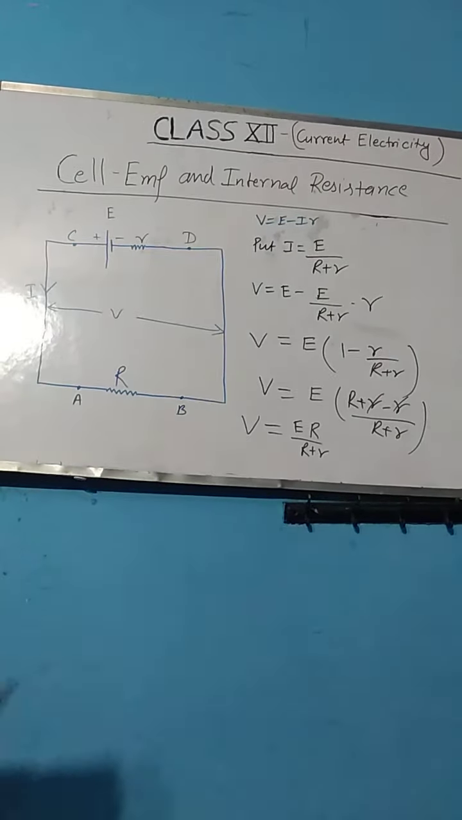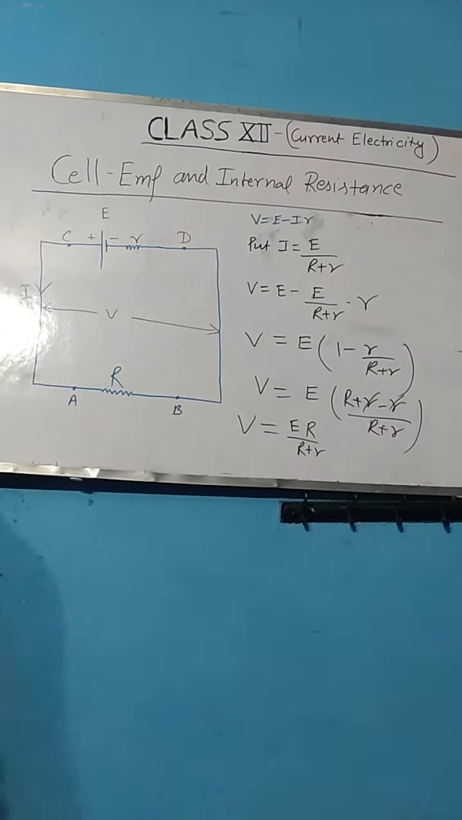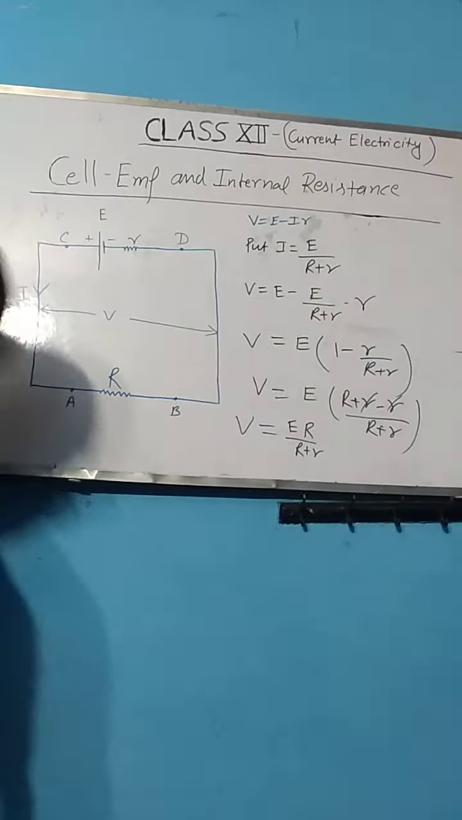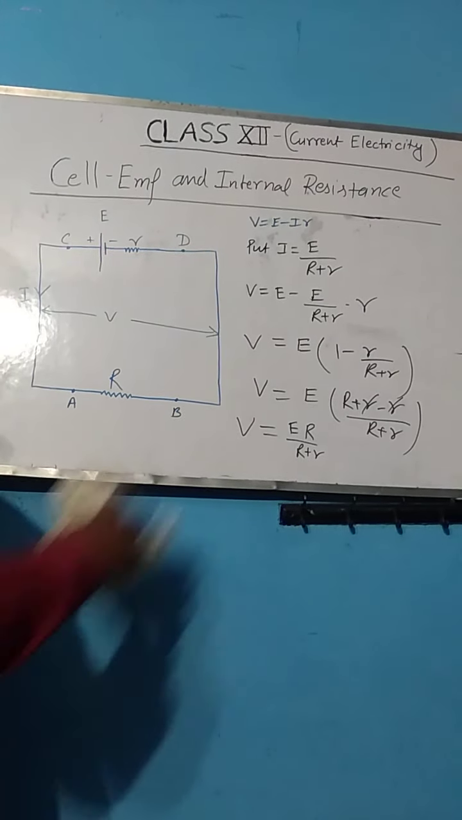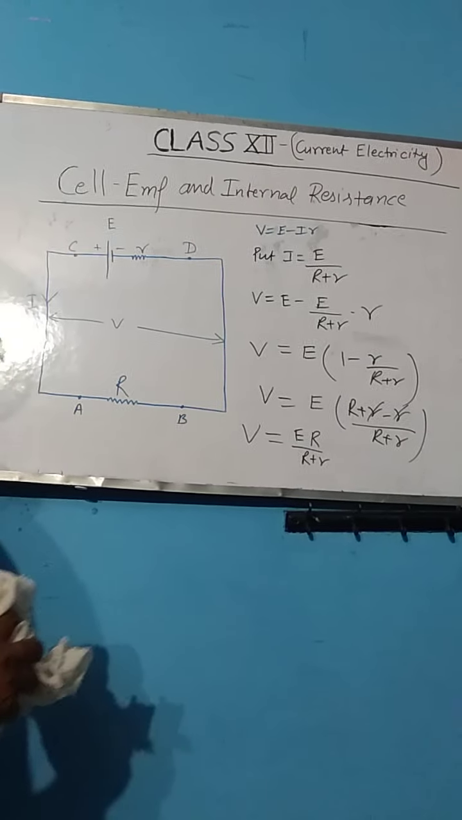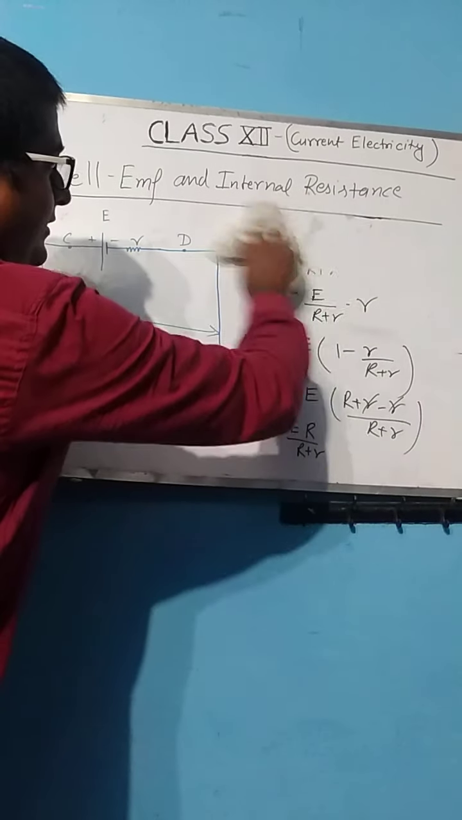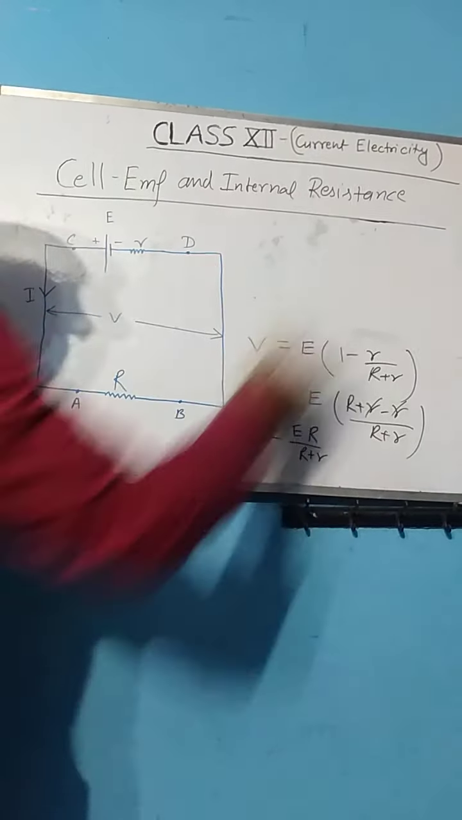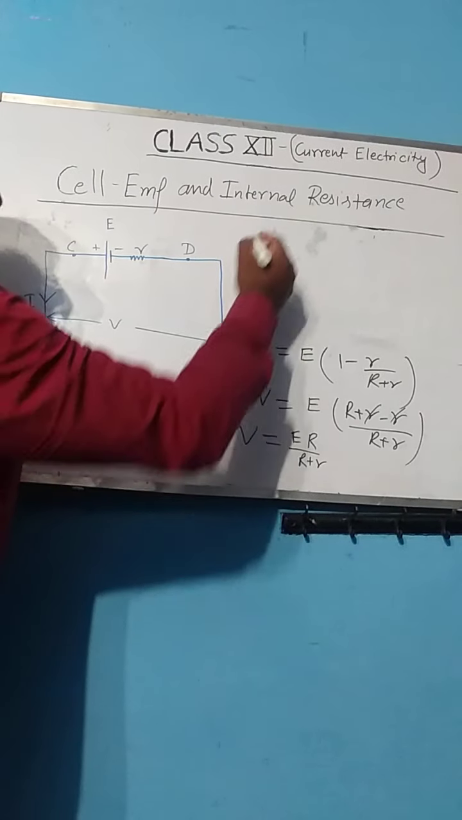So we have to solve in the form of small r and capital R. We have to complete this, then I will go to the others. After this, V equal to E R by R plus r. We have to solve again, V equal to E R by R plus r. So we have to solve.